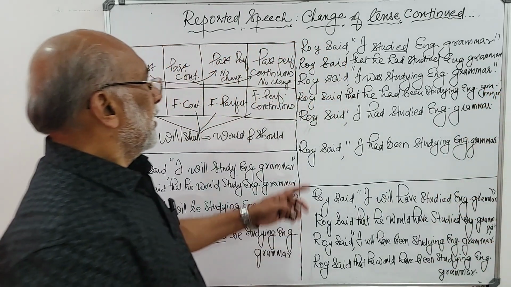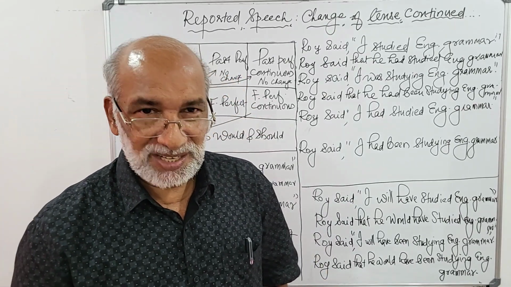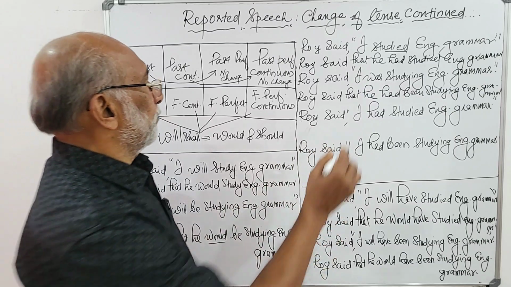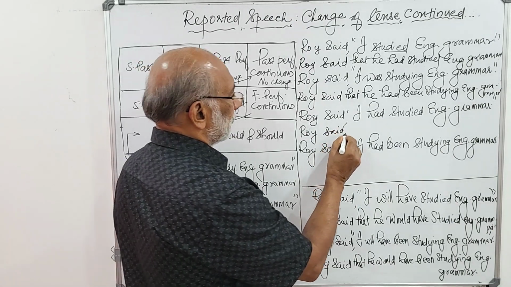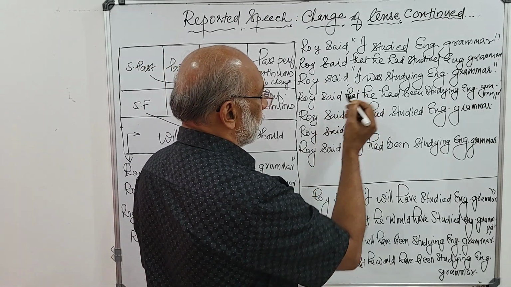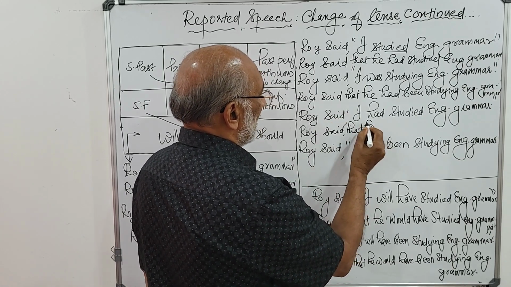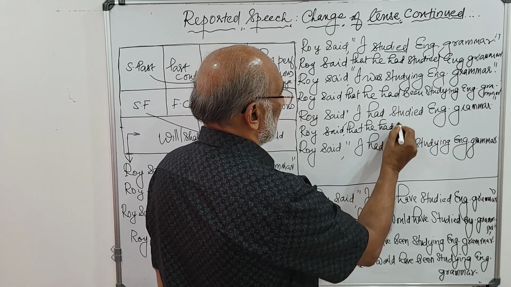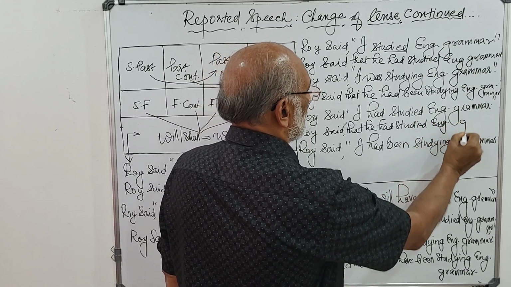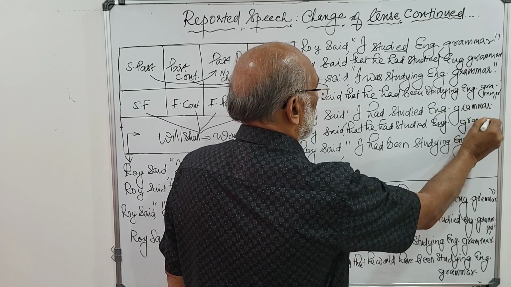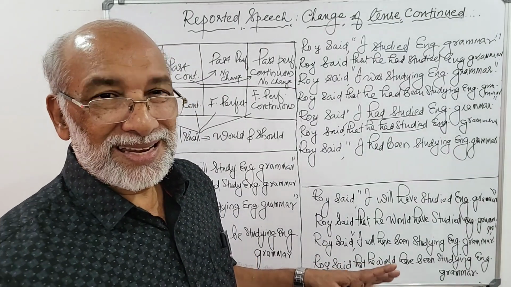Okay, English grammar. And coming to past perfect tense, we said there is no change. It remains the same. Let's see. Roy said, inverted commas removed, comma removed, that is added, I becomes he, okay, that he had studied English grammar. So had studied, it remains the same, no change.